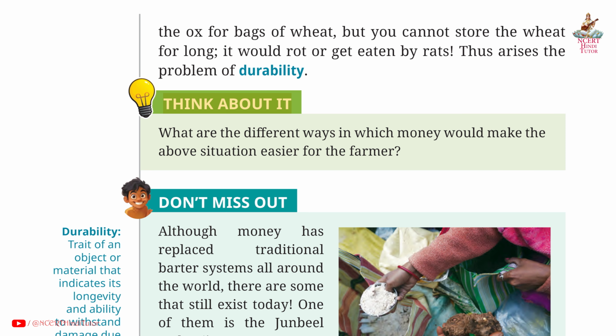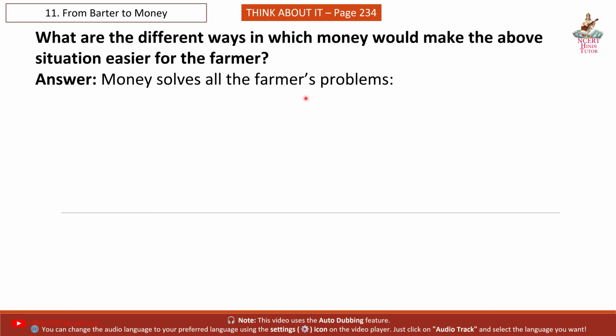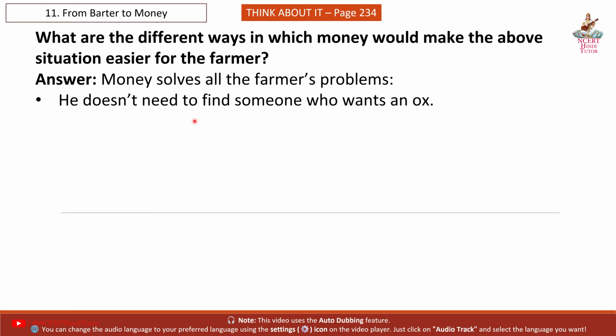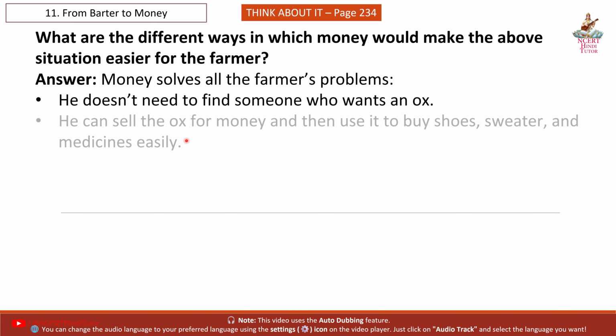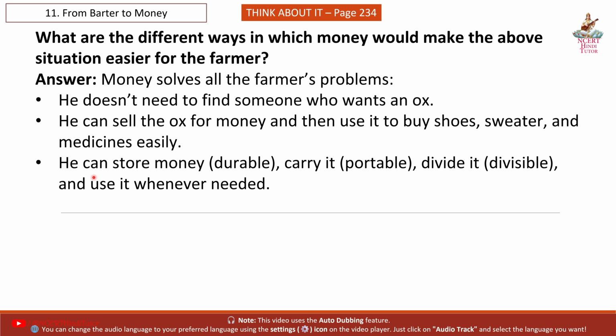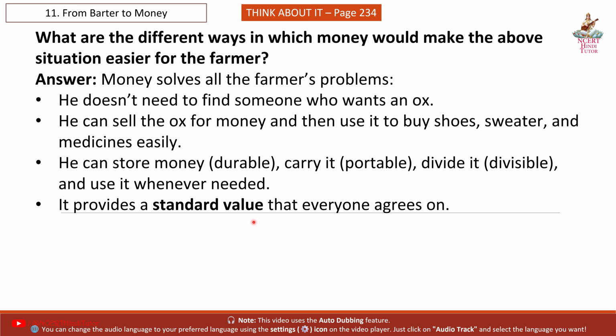Think about it, page 234. What are the different ways in which money would make the above situation easier for the farmer? Answer. Money solves all the farmer's problems. He doesn't need to find someone who wants an ox. He can sell the ox for money and then use it to buy shoes, sweater and medicines easily. He can store money, durable, carry it, portable, divide it, divisible, and use it whenever needed. It provides a standard value that everyone agrees on.